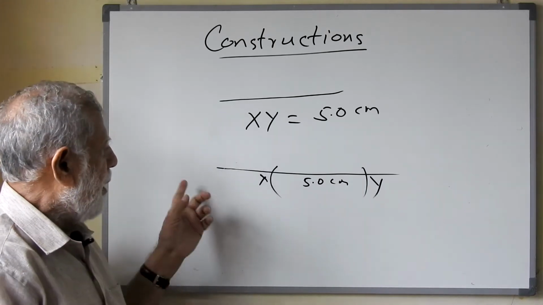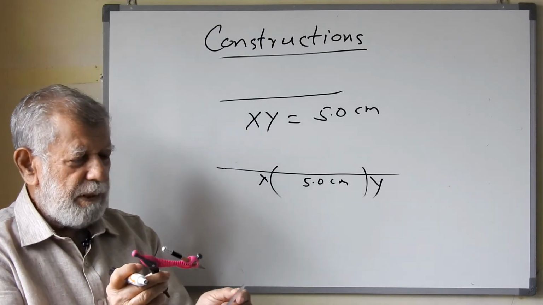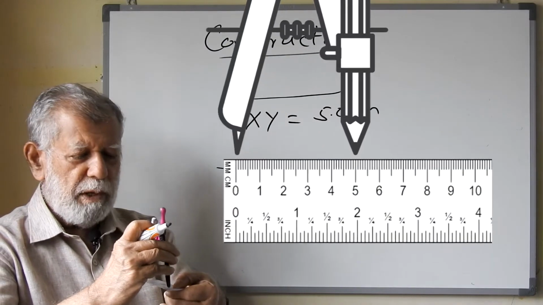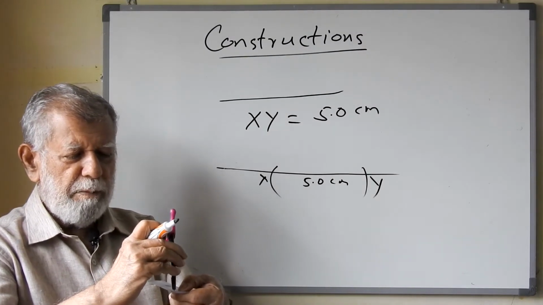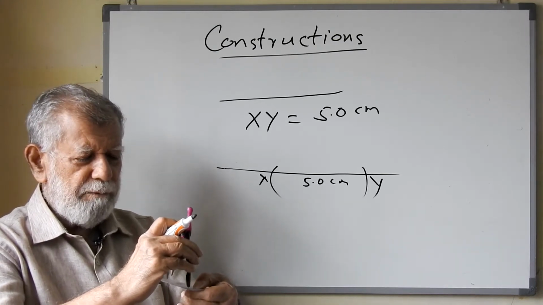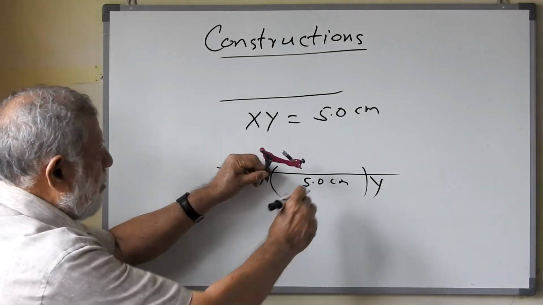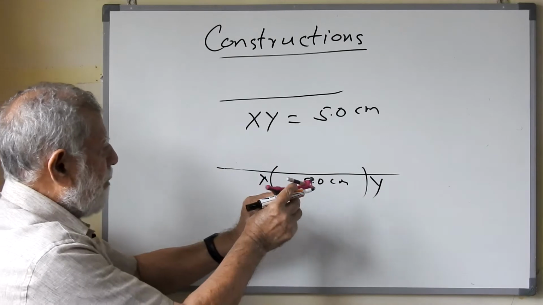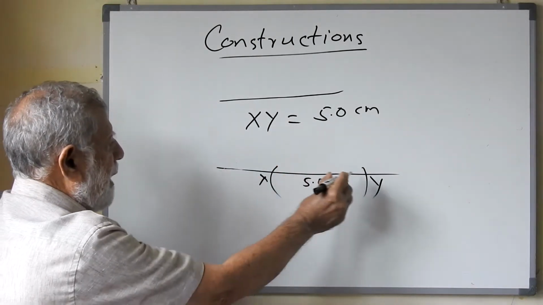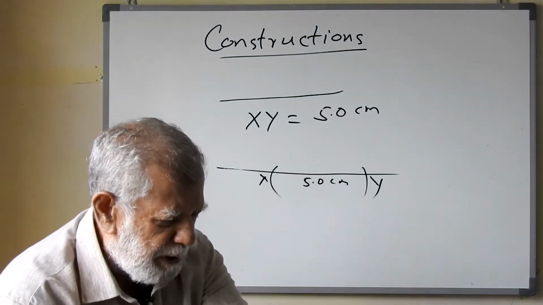How did we do it? First we draw any line. After that, with the compass and the ruler, we measure exactly 5 centimeters starting from the 0 line. We must go from 0 to 5. Many children make the mistake of starting from 1. No, it must come from 0 to 5. So 0 to 5 is 5 centimeters, and from here you draw an arc, and from that arc you draw another arc. Then from that arc to this arc, it is 5 centimeters. That is how we draw the line of 5 centimeters.